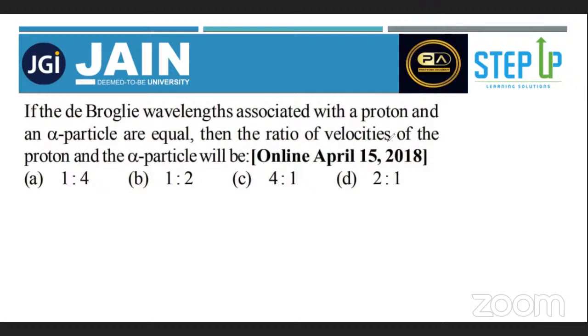Further, I want the ratio of velocity of proton and the alpha particle. Proton and alpha particle, if they mention it, you need to have proton on the top. So 4:1, that's what I was saying, Gautam. You say C, correct? Yes, Gautam, correct. If they mention the proton and the alpha particle, they basically want proton on the numerator and the alpha particle on the denominator. So good.